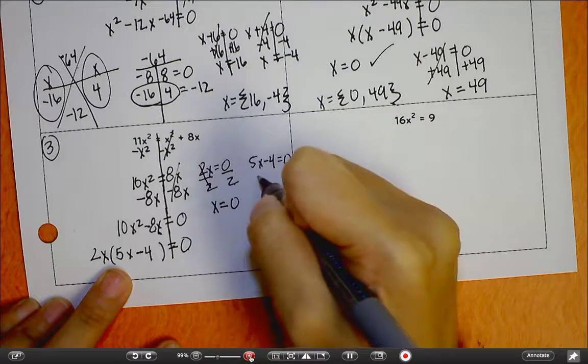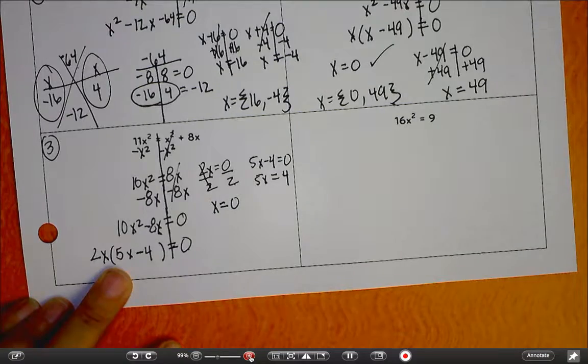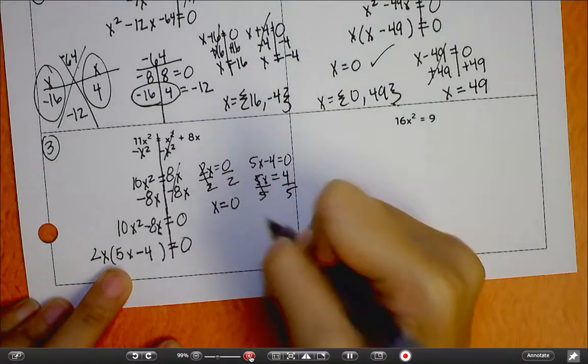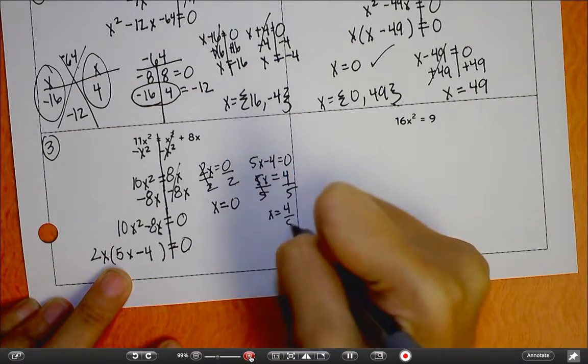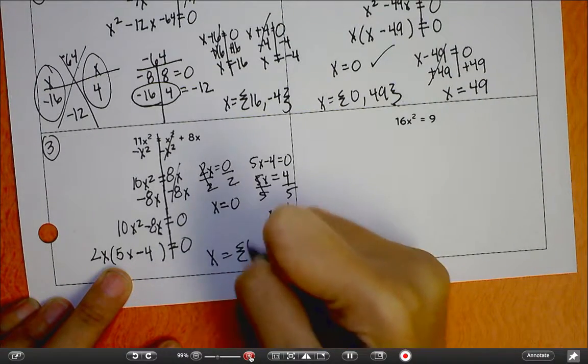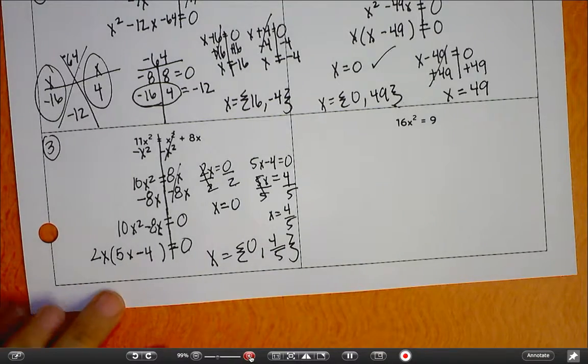Over here, I have 5x. I'm going to add 4 to both sides. So I have 5x equals 4. I need to divide both sides by 5. Cancel this out. I have x equals 4 fifths. Put them in fancy brackets. 0, 4 fifths is my answer.